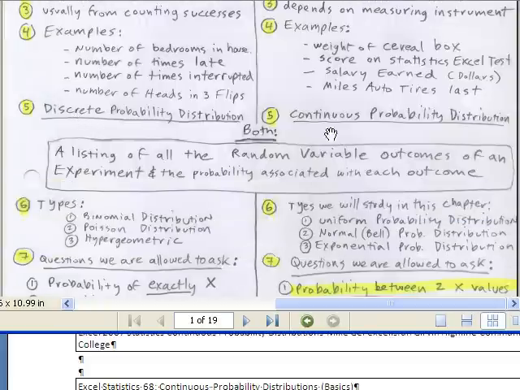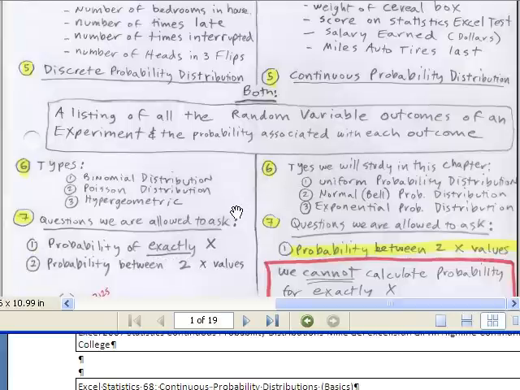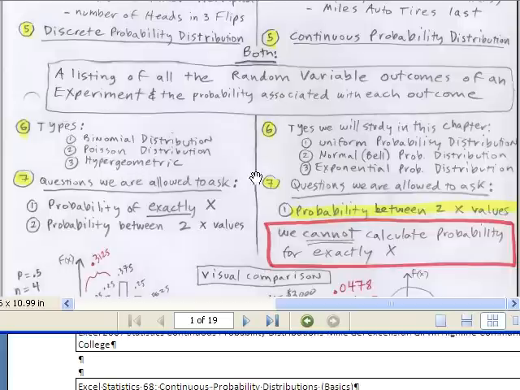There's a discrete probability distribution and a continuous probability distribution. This applies to both: the definition of a probability distribution is a listing of all the random variable outcomes of an experiment and the probability associated with each outcome. Remember, last chapter, we didn't want to do all the complicated math to calculate the probability of getting less than or equal to 3 times in traffic. We could calculate each individual probability and add them up, but no way. It's much easier to use a probability distribution. Same with continuous; in fact, we have to do that for continuous. The types we studied last chapter were binomial, Poisson, and hypergeometric. The ones we're going to study this chapter are uniform, normal or bell-shaped, and exponential.